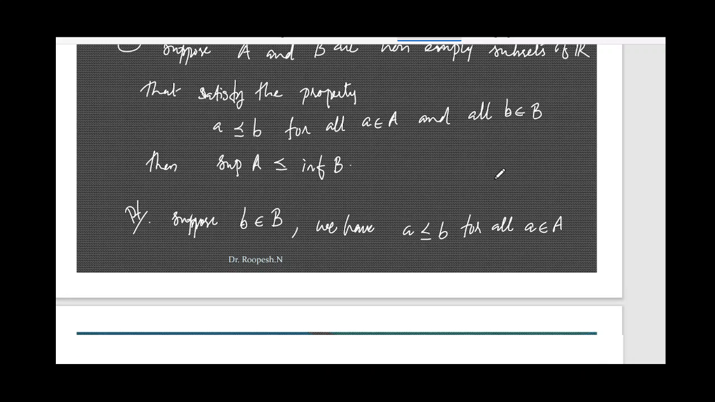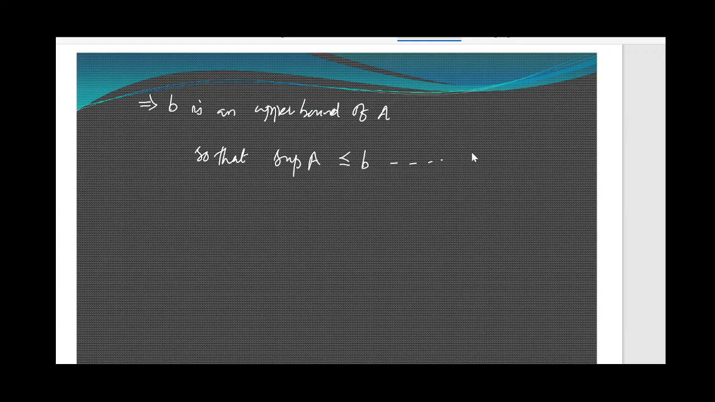Which implies, what's the meaning of this? b is an upper bound, right? Which implies b is an upper bound of A. So that if b is an upper bound, means supremum of A should be less than or equal to b. So that supremum of A is less than or equal to b. What is equation 1?